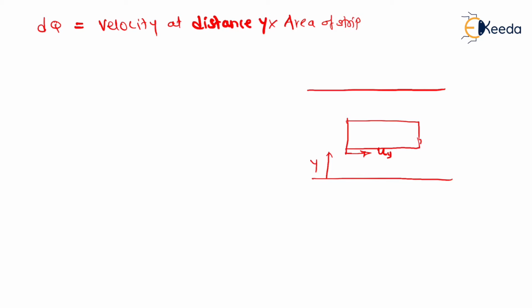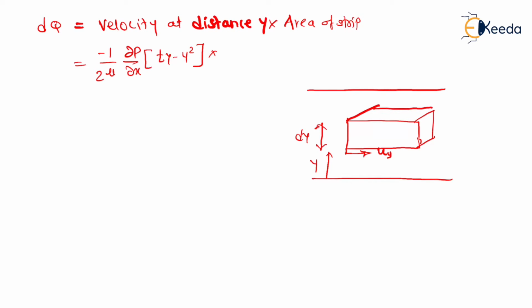so we can note dQ as equal to minus 1 upon 2 mu, del p by del x, into (t y minus y square) into dy into 1. This dy, this distance is nothing but dy, and three dimensionally speaking this is unit width 1. So I am hatching the area that I am considering. So this is dy into 1.